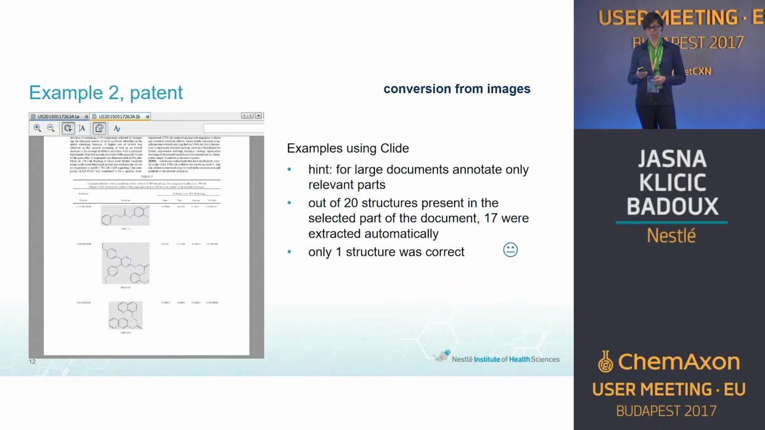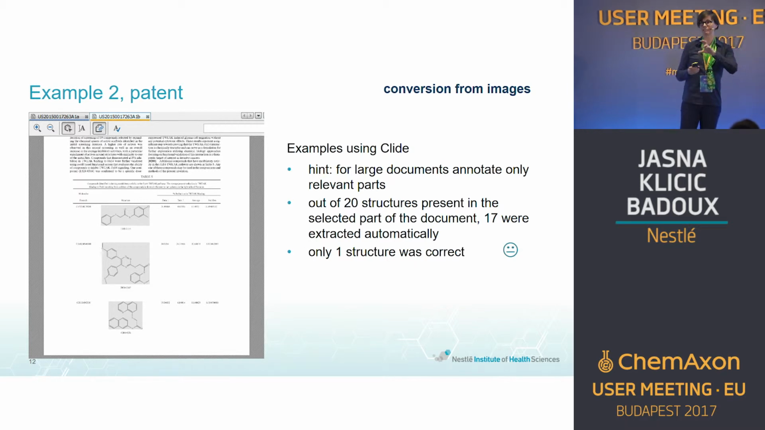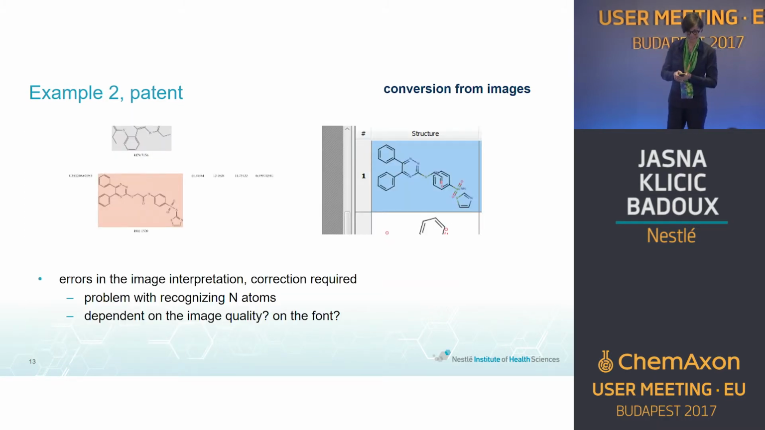In the second example, I want to show you work with a patent. Normally, when I work with patent structures, I would rarely annotate a complete patent document because they are often 100 pages long with dense text. But I would scroll through it and identify pages that are of interest to me. So in this case, I've selected 5 pages with structures which I annotated, and I did an automatic extraction. When I did this, out of 20 structures, 17 were extracted automatically. But when I took a closer look, actually only 1 was correct. So we need to intervene here.